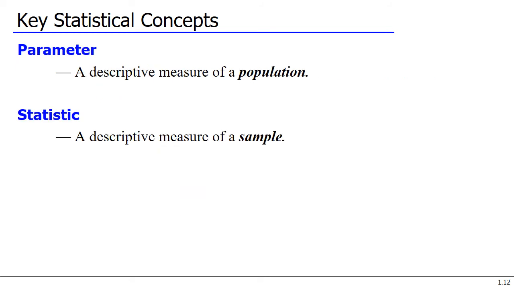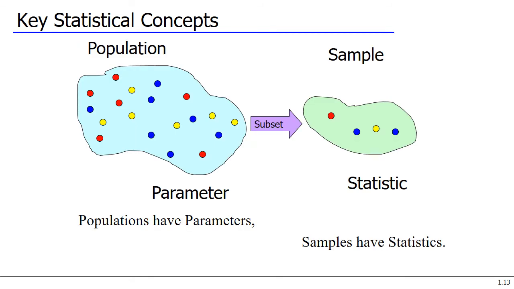Next concepts: parameter and statistic. A parameter is a descriptive measure of a population. Statistic, not statistics. Statistics is the discipline.